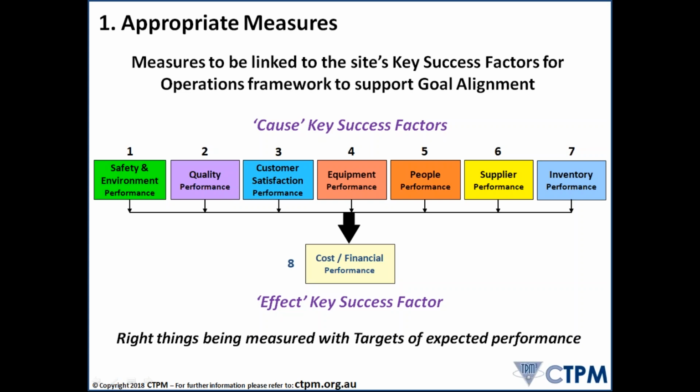Next, we have quality performance, and then customer satisfaction, equipment. So is our equipment running effectively, or do we have downtime? People. Is everybody there when we need them to be to achieve the plan, or have we got sick leave? What's our supplier performance? Do any of our deliverables rely upon input from a supplier? If so, are we getting things on time, and is it of the highest quality? And then our inventory.